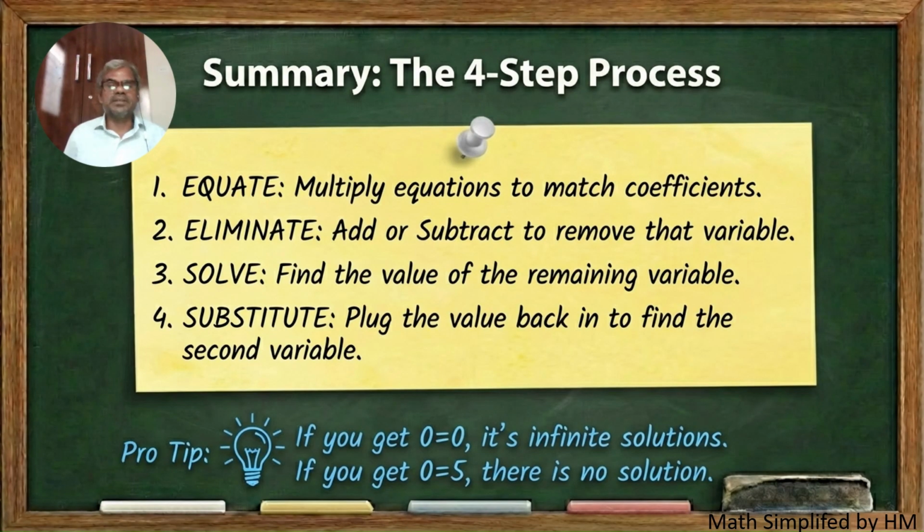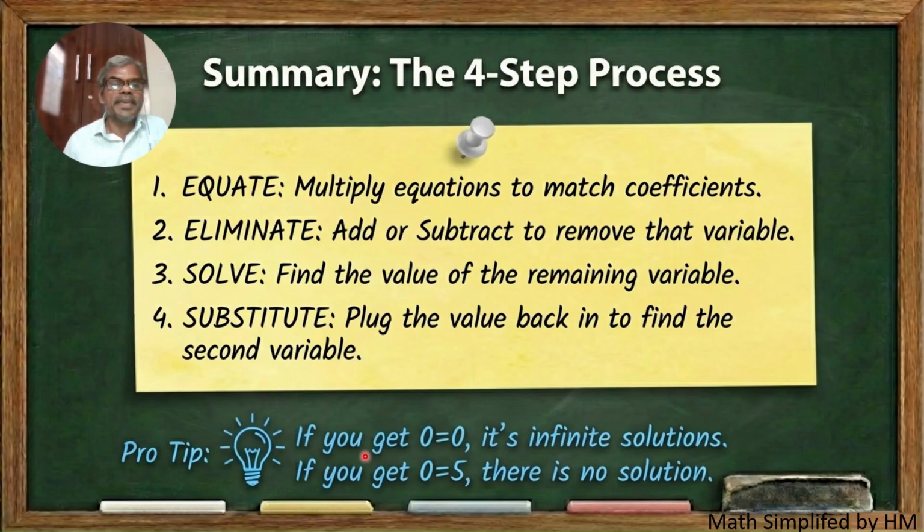Now we summarize the steps we have used for solving simultaneous equations by the elimination method. First is the equating step: we multiply equations to match coefficients. Second step is eliminate: we add or subtract to remove the variable that has the same coefficients. We solve the equation obtained for the remaining variable. Then that value we put in another equation to find the second variable.